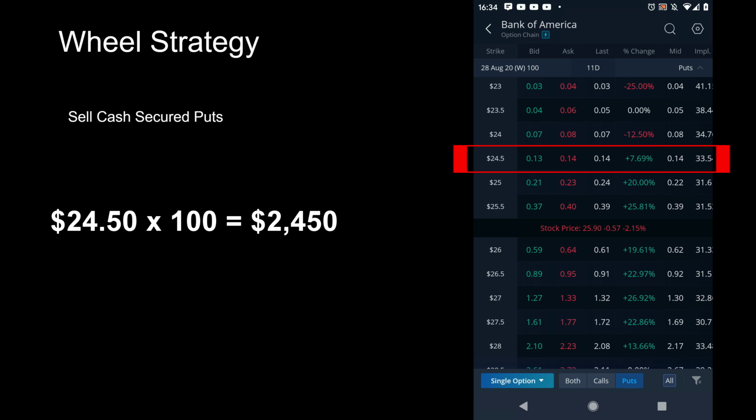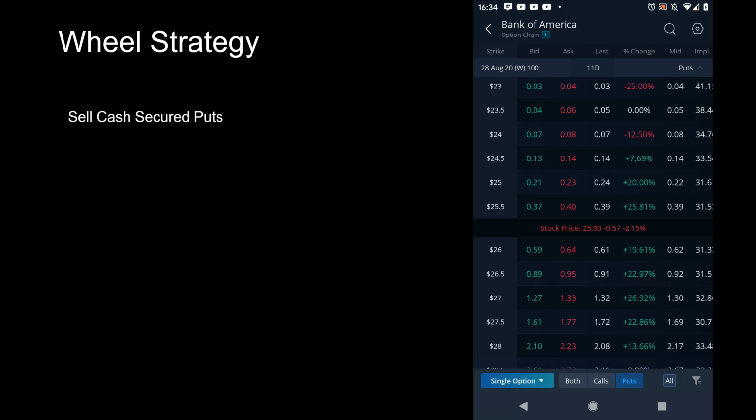So we would need $2,450 in collateral that the brokerage would hold until August 28th for us to sell that option. Just in case everything goes south and the person that bought the contract has to exercise it, we would end up owning 100 shares of Bank of America at $24.50 as our cost basis. But we also get to keep the premium of $14. So it's 14 cents times 100.